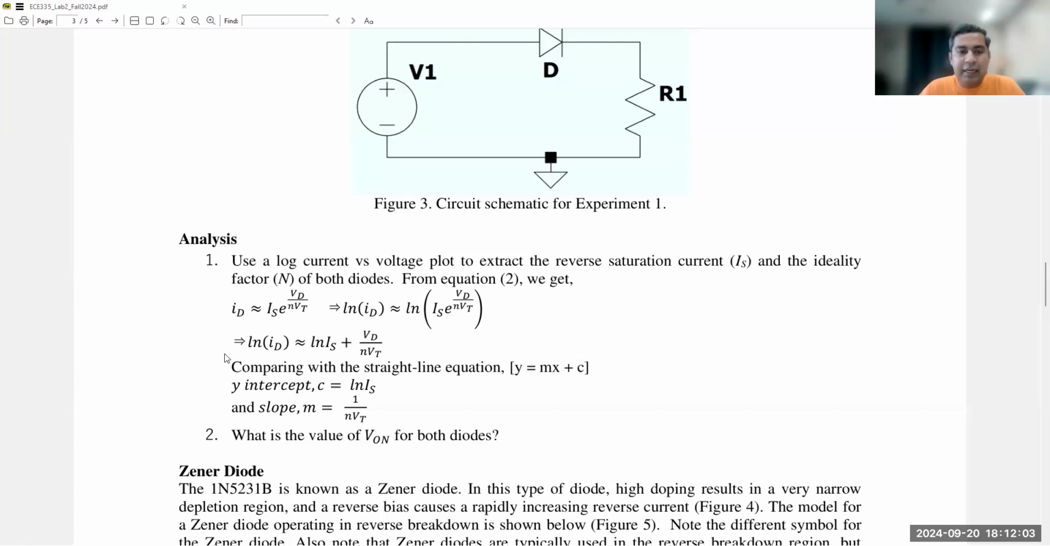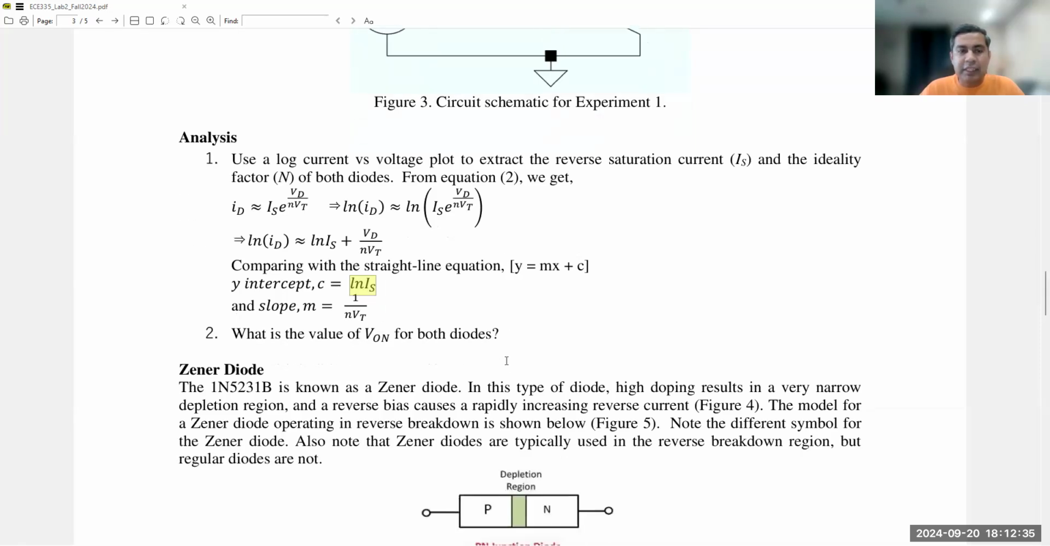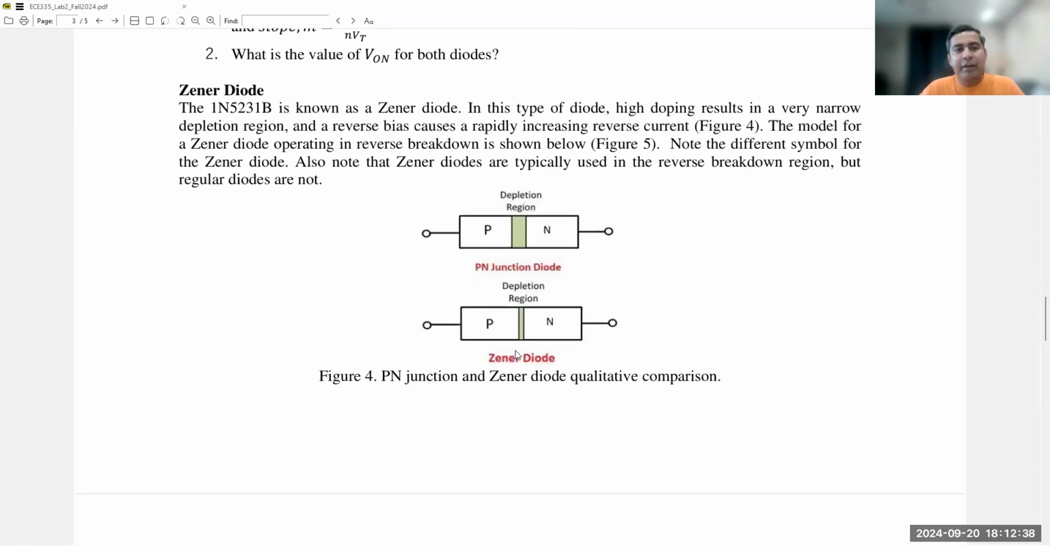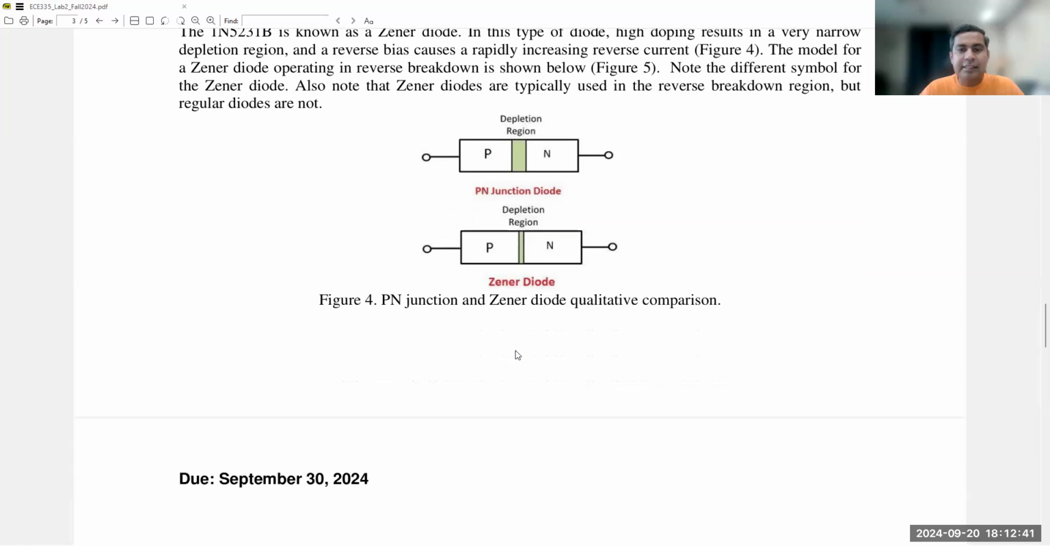When you turn it into that, you can see that the y-intercept gives you the ln of IS value. So in your plot, you will see where it cuts the y-axis. That value is your ln IS. And the slope of the straight line that you get is 1 over n VT, where you know the value of VT, so you can find out the value of n for your diode. And then you can actually determine from the linear plot the on voltage for these diodes. This analysis is similar for both the regular diode and the Zener diode.